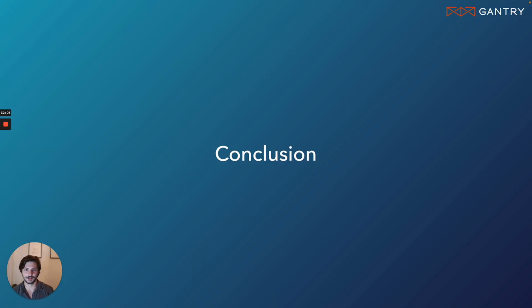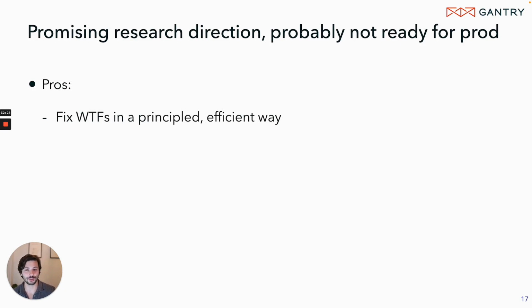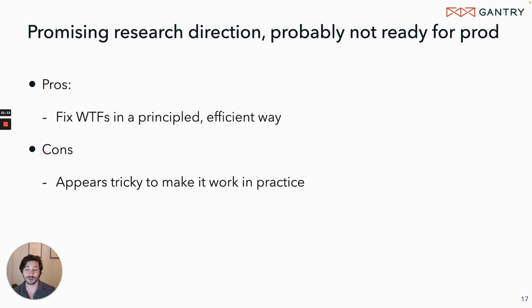So to wrap up, I'm just really excited about this paper because this addresses such an important problem in machine learning, which is that we all the time have issues with models where they fail in ways that are unexpected. And there isn't really a good way currently of dealing with that. So I think this is a really promising research direction, but I also think it's probably not quite ready for production. The pros of this are it fixes these WTF issues in a principled and efficient way, which is really great. But the cons are it appears tricky to make this work in practice, so it might take a lot of effort to actually get it to work for your data set.